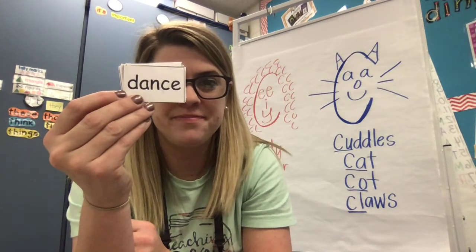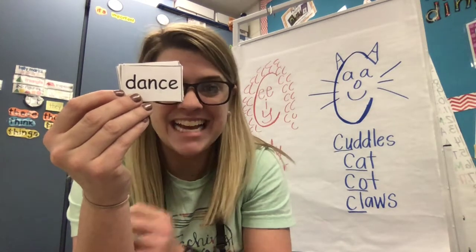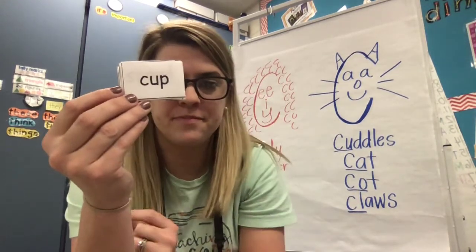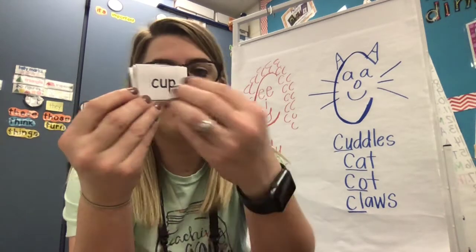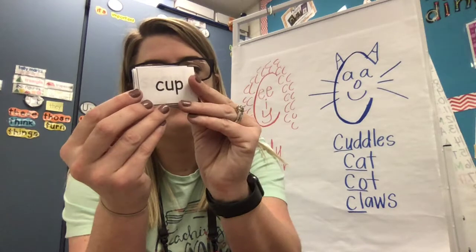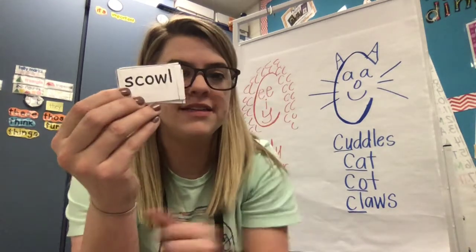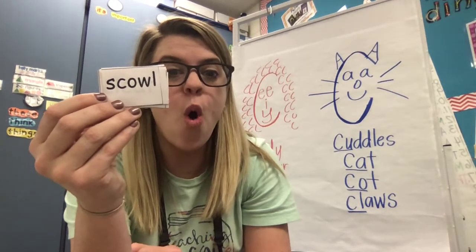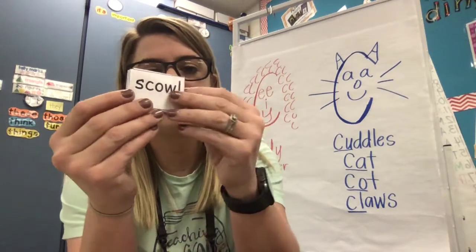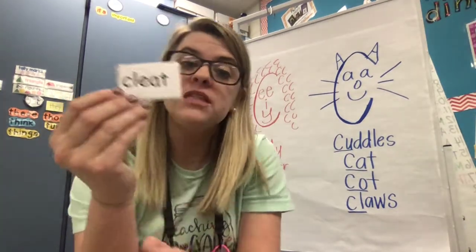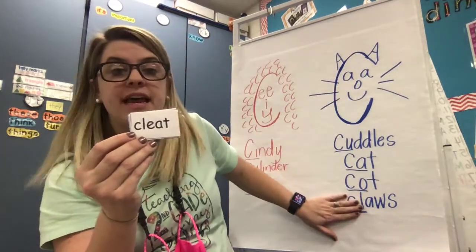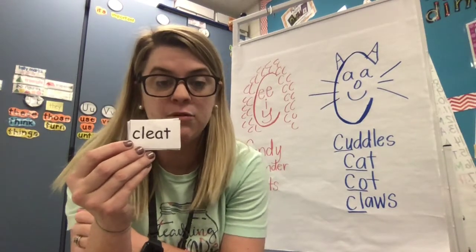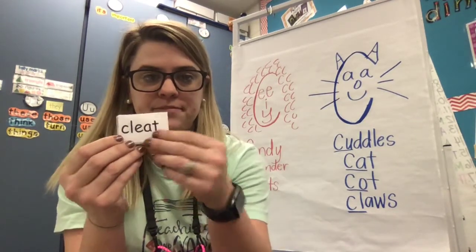Here we go. Dance. Very good. All right, let's look at the next one. Cup. Good job. All right, here we go. Ooh, that's a hard one. Owl. Scowl. There we go. Now, this is what we were talking about when we said that C followed by any consonant is going to be a hard C. So this one is followed by a consonant, which is an L. So we have cleat. Good job.